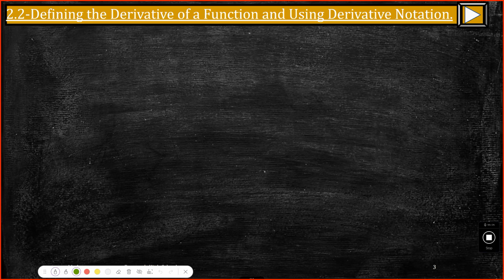Okay, lesson 2.2. Defining the derivative of a function and using derivative notation. So previously we had done the derivative at a specific point for a curve. Now we're just going to generalize it for any point for any curve. So here's the general equation of the derivative.